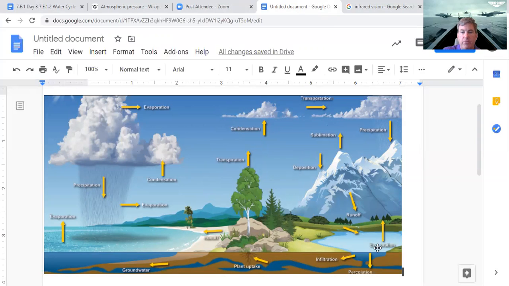All these things. So evaporation, you need to know what that is. Percolation, you need to know what that is. Plant uptake, that's plants getting water out of the ground. Transpiration, that's plants giving water vapor back into the air. Condensation, water going from a gas to a liquid. Precipitation, water coming out of the sky. All these terms, you need to know what they are.